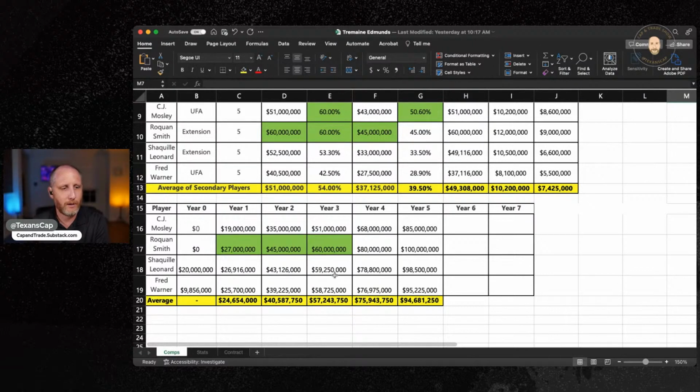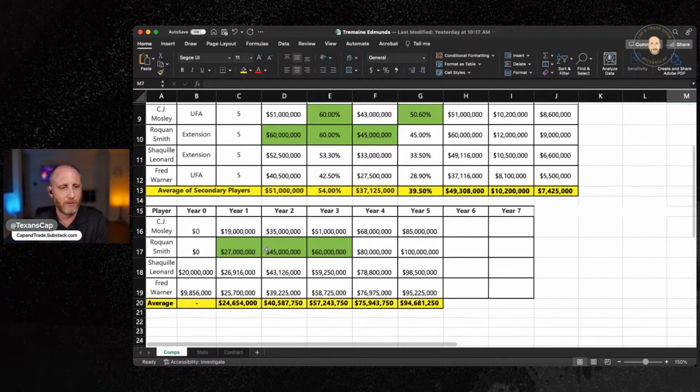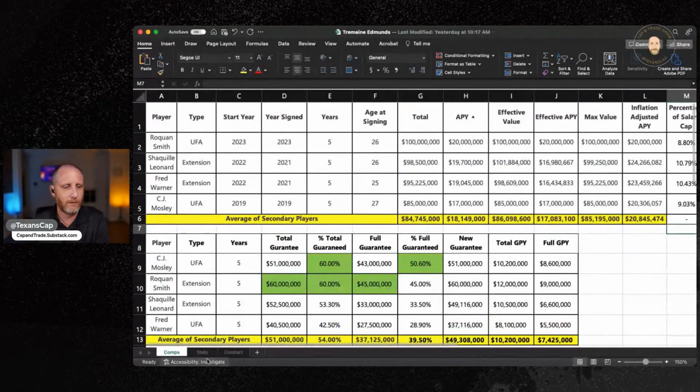So we're going to be working off of these numbers as well, trying to get around in this 20, Fred Warner 25, 39. So we're going to try to fit it in somewhere in here. So just kind of keep those numbers in mind, and we'll go back and reference those.